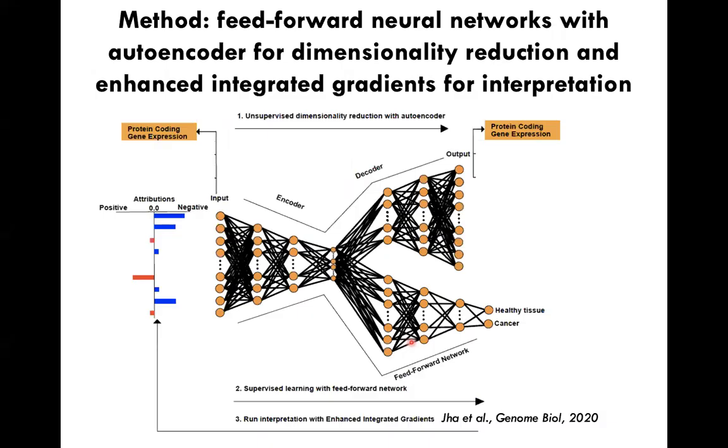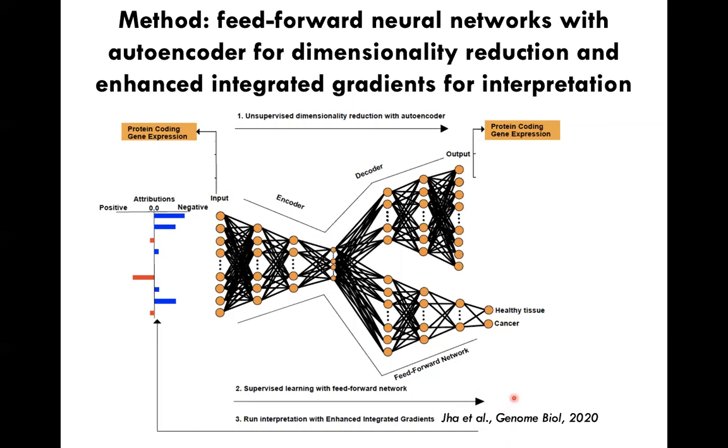In more detail, and using a graphical representation of our method, we first use transcriptomic features, let's say, for example, protein coding gene expression data. We reduce dimensionality with an autoencoder, and then train a feed-forward network that classifies samples between cancer and healthy tissues. Once we have a successful model, we interpret the model using enhanced integrated gradients, which is a method that our group published and reported last year in this paper referenced here.